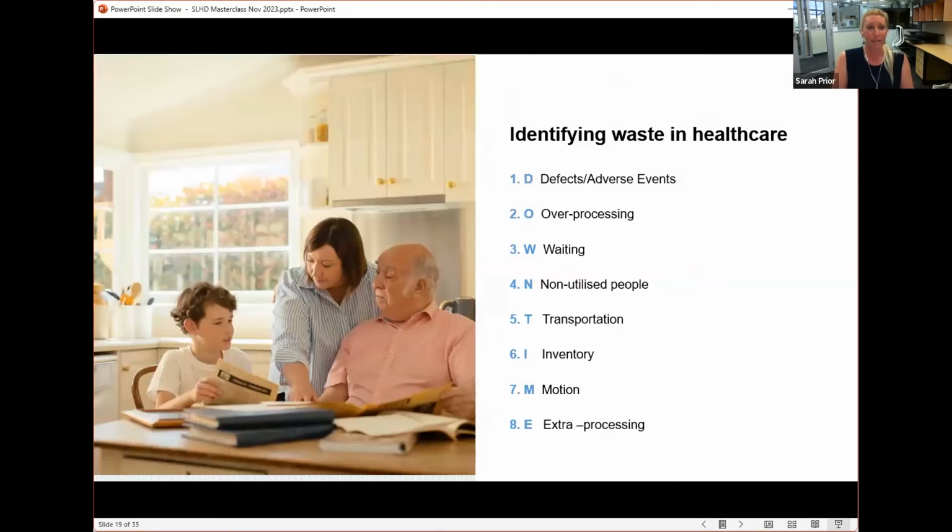Using the acronym DOWNTIME, we can identify and categorise waste into 8 areas. So I'm just going to briefly go through each of those individually and provide a couple of examples of each. But as I work through them, have a think about the types of waste that you have in your own workplace or in your own practice. And feel free to add them into the chat. I'm sure there are some universal types of waste, but there will also be some that are more specific to particular systems and particular processes.